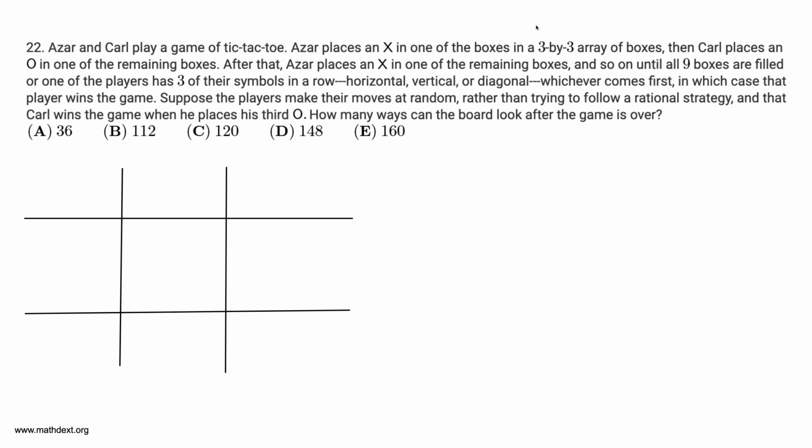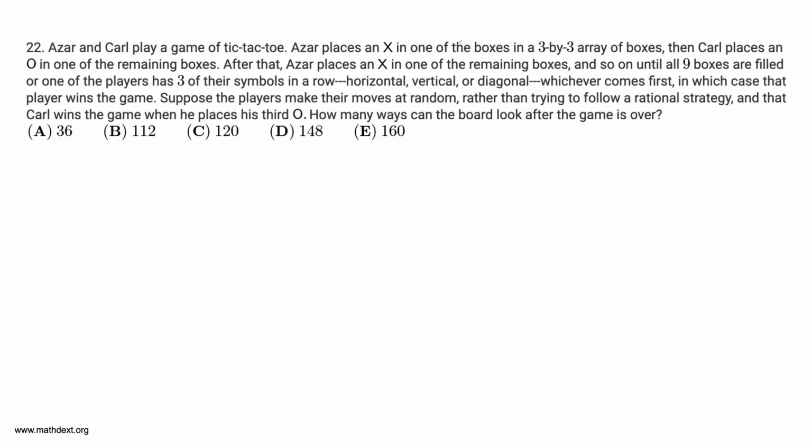Okay, so this question might look a bit scary at first, but what you have to realize is we're not asking how many sequences of moves they can play. We just care about the final board, how it looks after the game is over. You see, how many ways can the board look? It's not how many ways can Azar and Carl place their symbols in order. We just care about the final position, not how we got there.